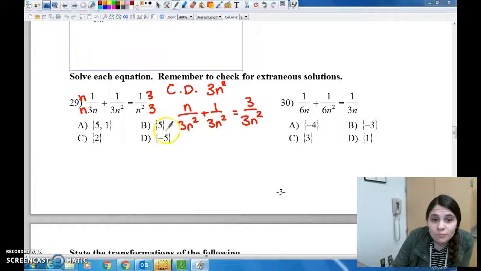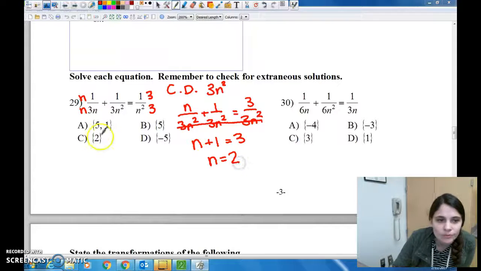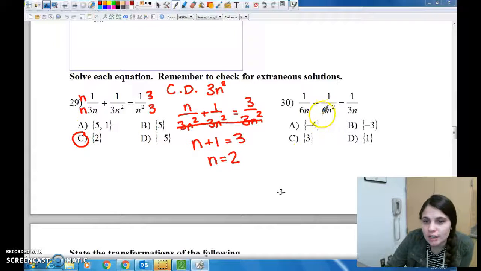So now that all of my denominators are the same, I can just worry about the numerators. So I'm going to go ahead and cancel out all my denominators, because if I were to multiply both sides by 3n squared, my denominators cancel out anyways. So then I'm left with n plus 1 equals 3. Which is a very simple solving problem, so I'm going to minus 1 from both sides, and n equals 2, which is option C.